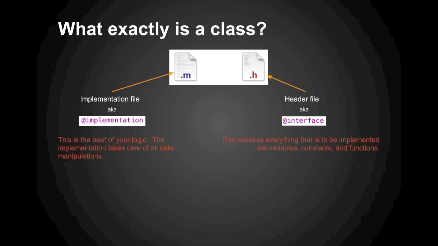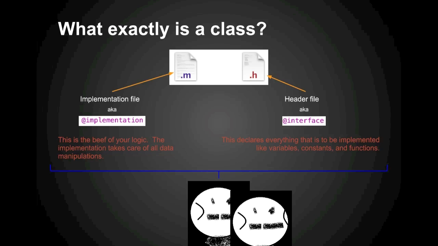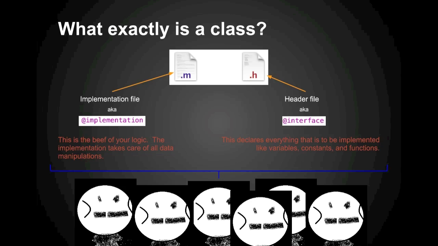And let me describe the header file first. The header file declares everything that is going to be implemented, such as variables, constants, and functions. Very basic. And then the implementation file uses the data and the logic within what is declared in the header to create your application. It implements what the variables and constants and functions are. So with those two files, you can create a single instance object, you can create another instance object, you can create multiple instance objects with just the class file itself.